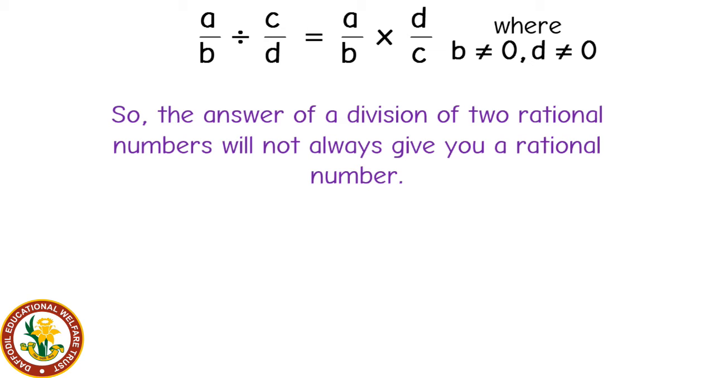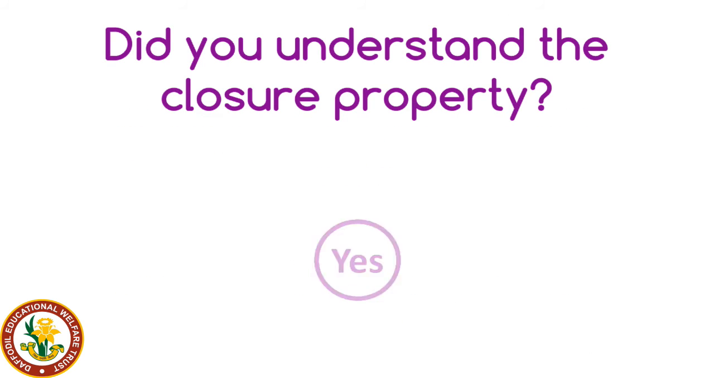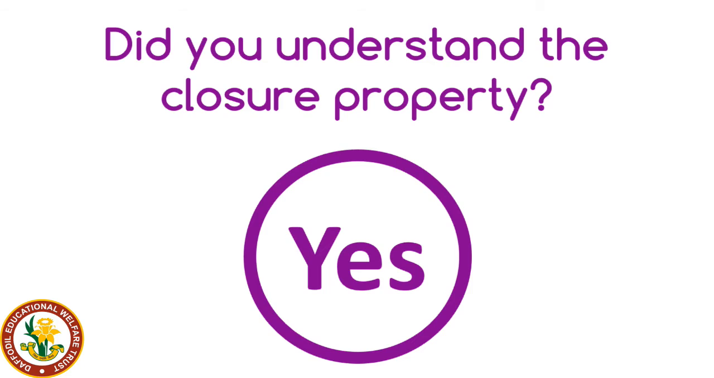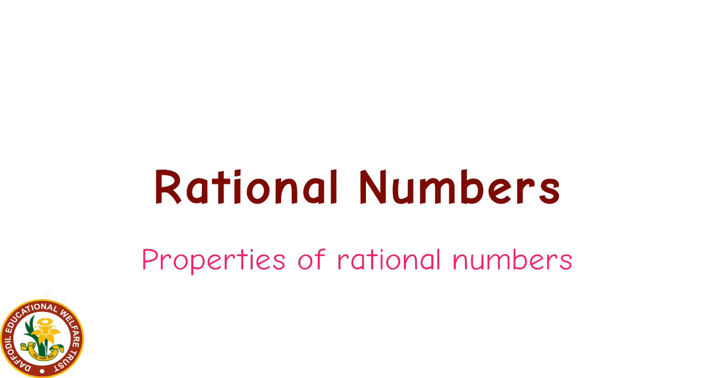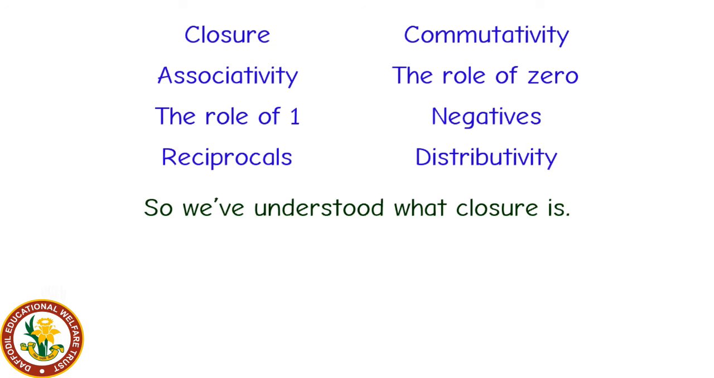So, the answer of a division of two rational numbers will not always give you a rational number. Hence, we can say that the rational numbers are not closed under division. Did you understand the closure property? Yes. Rational numbers. Properties of rational numbers: closure, commutativity, associativity, the role of 0, the role of 1, negatives, reciprocals, distributivity.